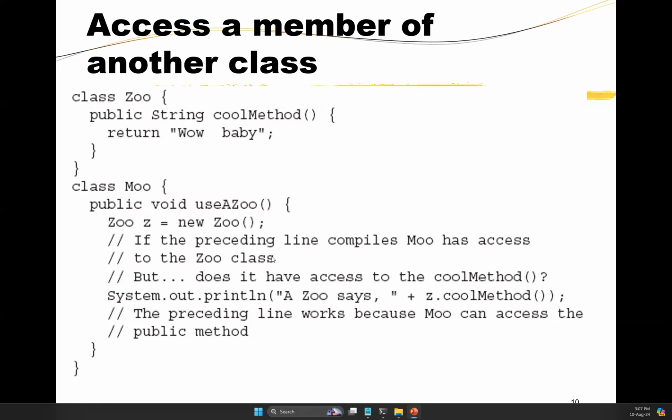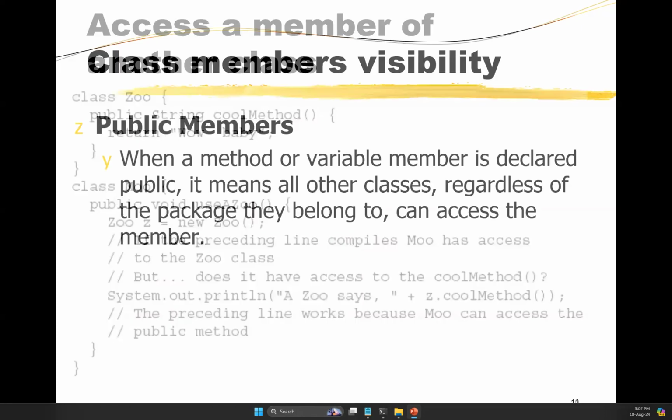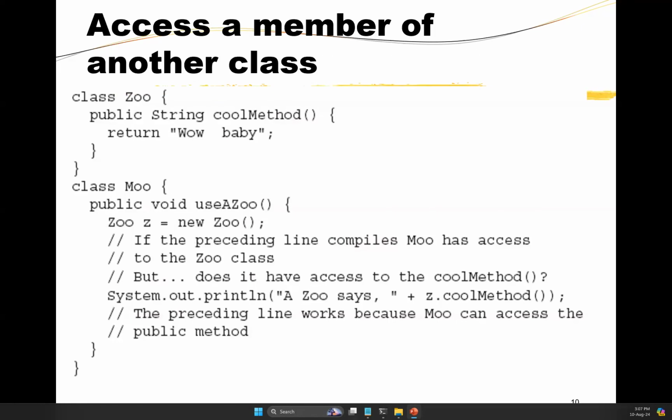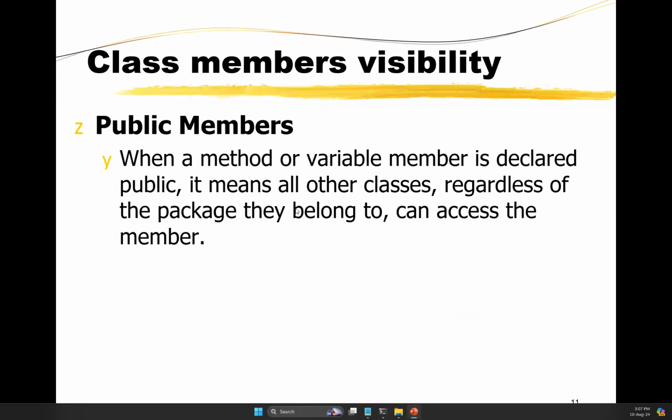It will print Sue says wow baby because from the Sue object it can access the cool method. Right. Is this clear? Yes, sir.